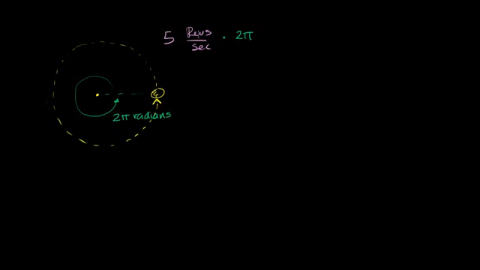So if you're going 5 revolutions per second, and there are 2 pi radians per revolution, then you could do a little dimensional analysis. The revolutions cancel out, and you get 5 times 2 pi, which gets us 10 pi radians per second. And it works out with the dimensional analysis, and hopefully it also makes sense to you intuitively.